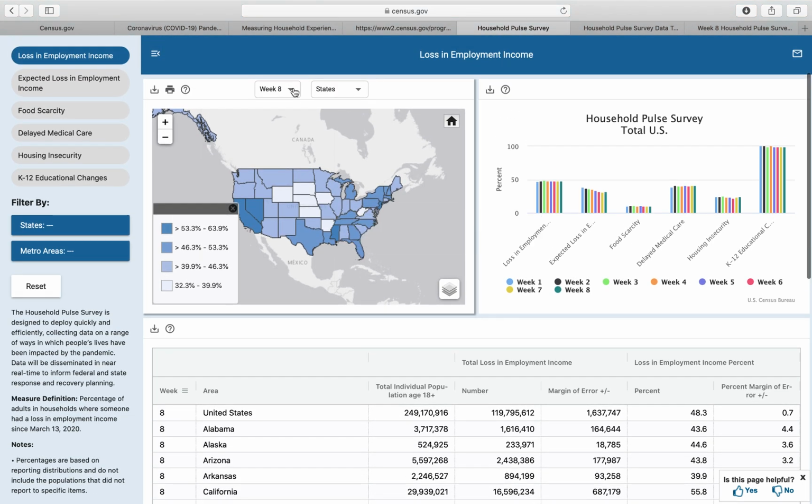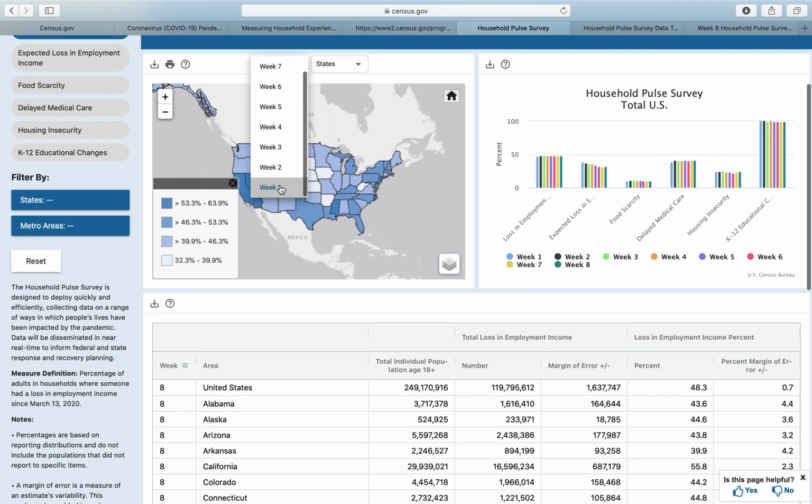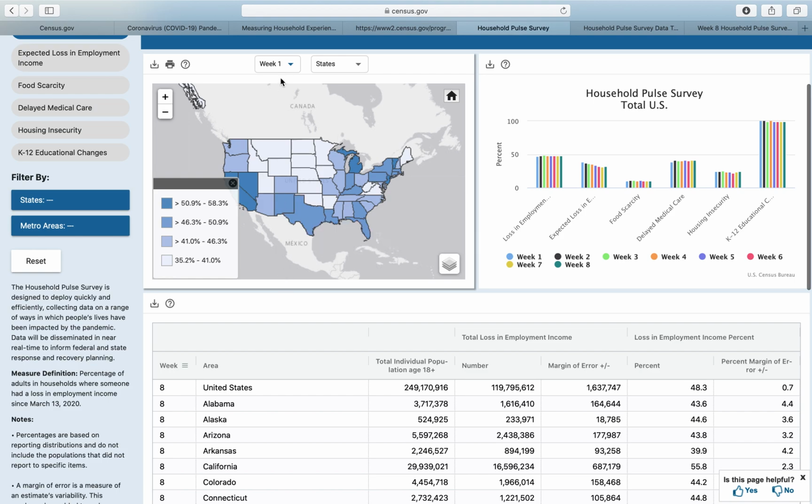It gives you little screens to toggle, so if you open it up, you could see how things were in week 1 when they first started. You can see that there was less impact at week 1 as compared to week 8. In week 8, you can start seeing more of the darker blues, more people. You can hit specific states and it'll give you numbers. So you can see by week 8, 44% of Ohioans reported that they had a loss in income in the last 2 months from the pandemic.